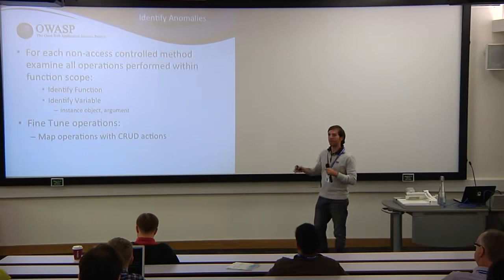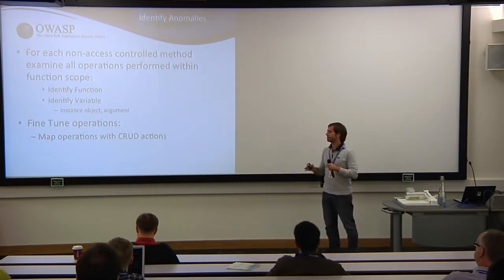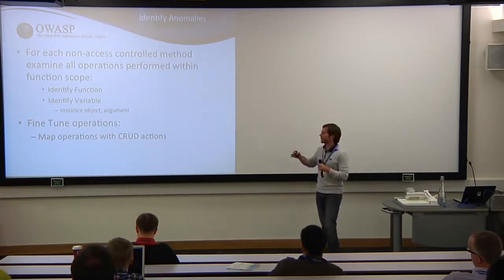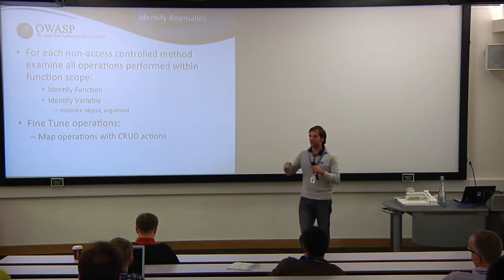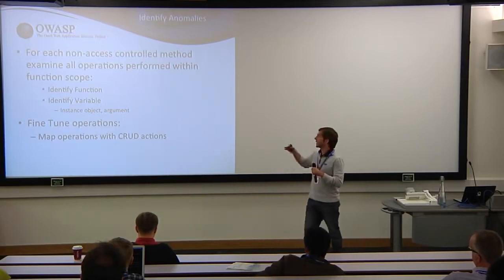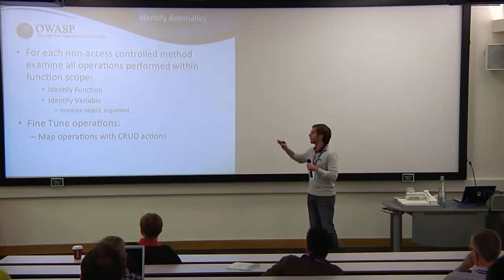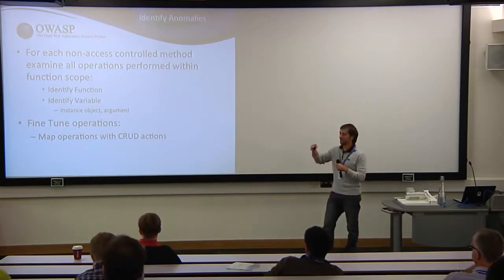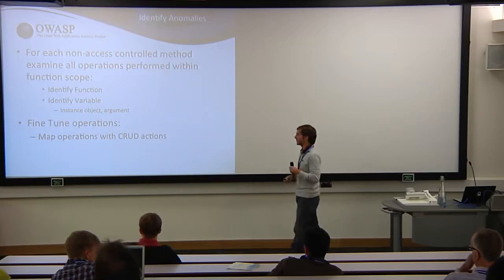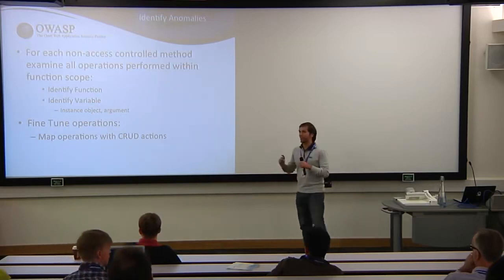So we are going to look for the same set of operations, right? For example, in the non-protected methods, we are going to look for operations that are identified or profiled by a function and one or more variables, which in this case can be the instance object, arguments, and so on. Also, we can fine-tune the operations.